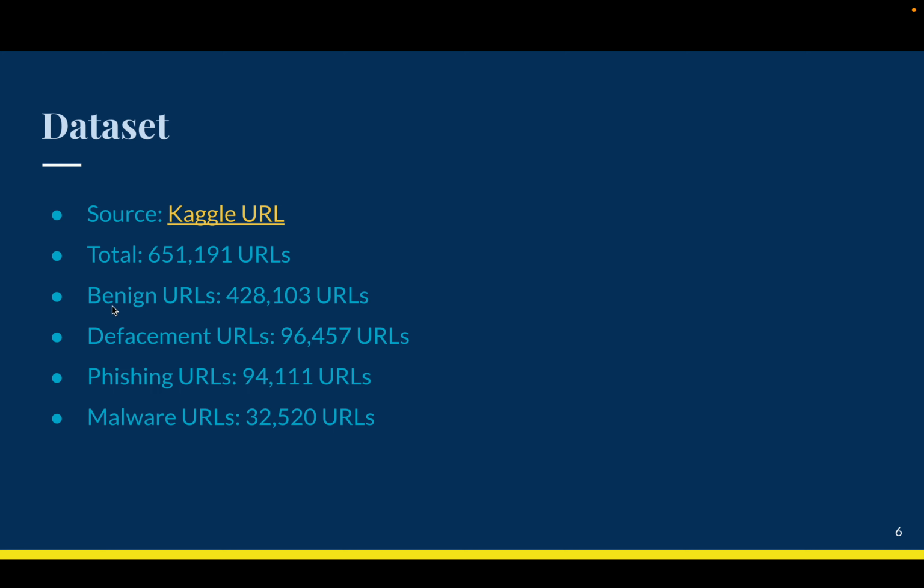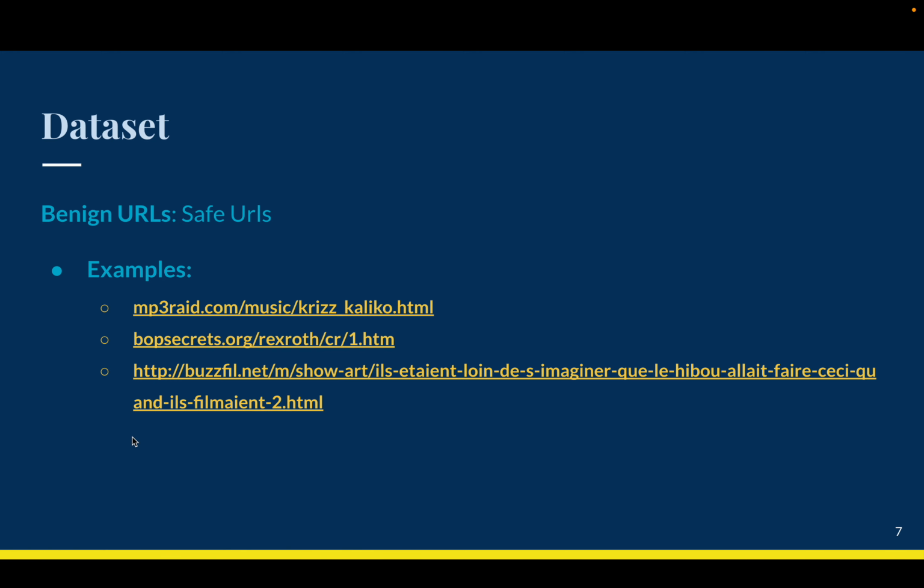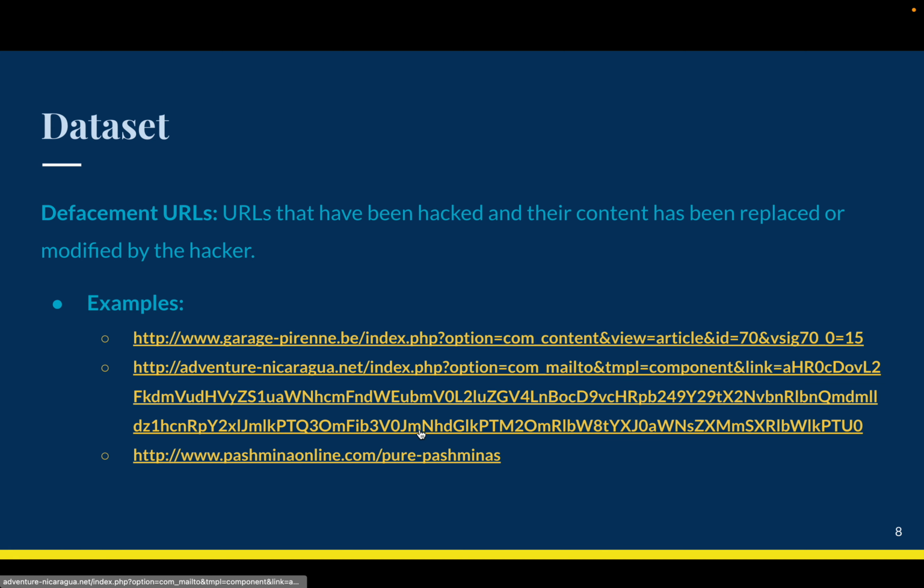So there are 4 types of URLs: benign URLs, defacement URLs, phishing URLs, and malware URLs. So what's benign URLs? Benign URLs are URLs that are considered safe and do not pose a threat to users. These URLs typically lead to legitimate websites. Defacement URLs are the URLs that lead to websites that have been defaced, meaning their appearance or content has been altered without authorization.